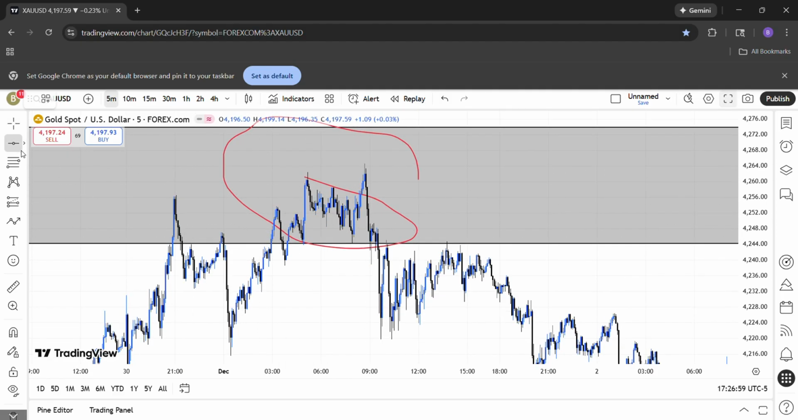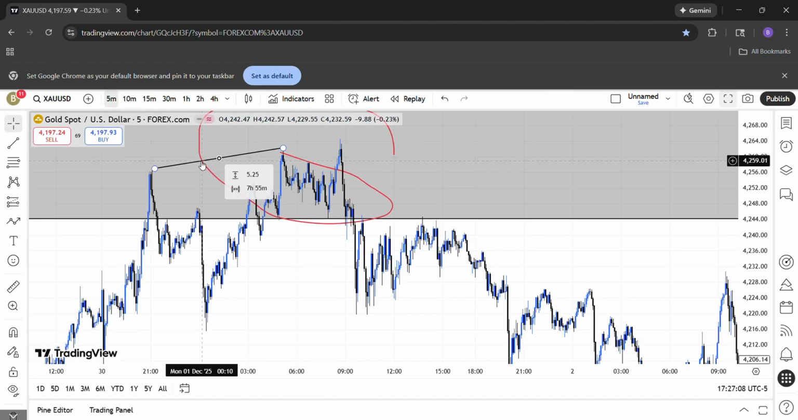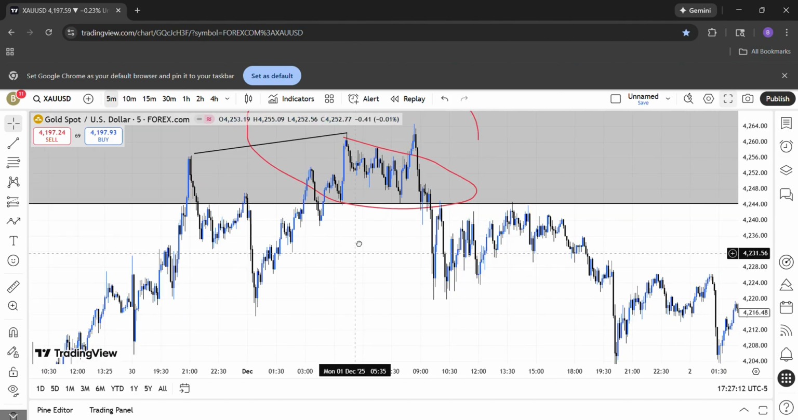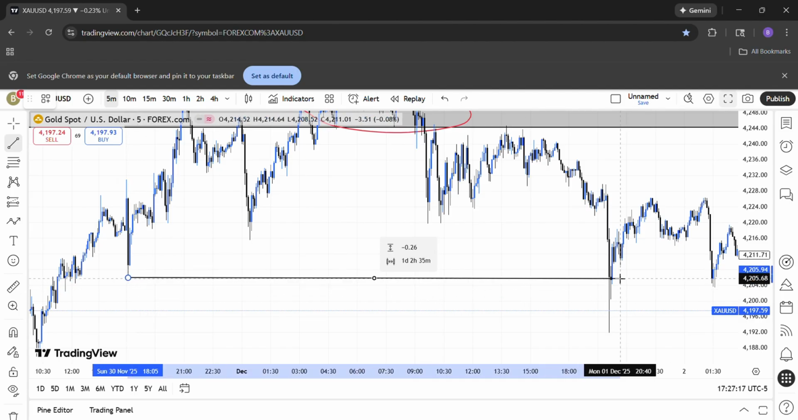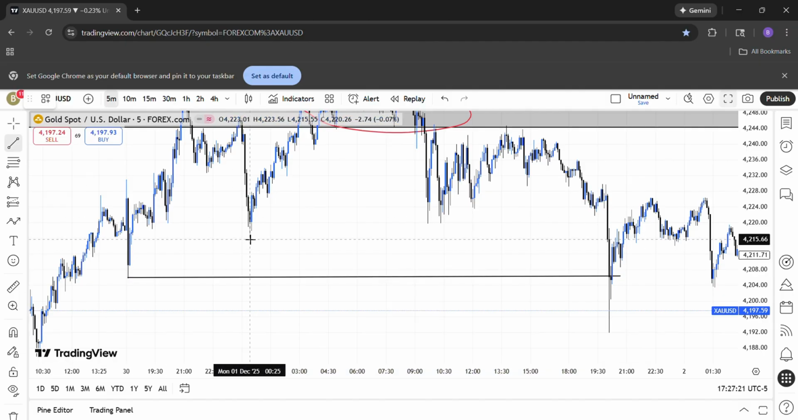For example, right here it created a high, created another high, and then created 3 highs. And then what did it do? It went down, right? And you want to play off these lows as well. For example, this one broke right here. There's a lot that plays into a factor, right?